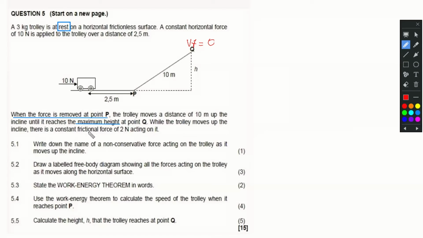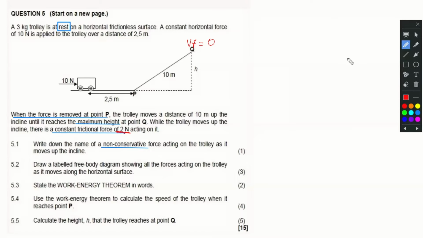While the trolley moves up the incline, there is a constant frictional force of what? 2 newtons. A constant frictional force. Let's note that, of 2 newtons acting on it. Now 5.1 says, write down the name of a non-conservative force acting on the trolley as it moves up the incline. If we reread the last statement again, while the trolley moves up the incline, there is a constant frictional force of 2 Newton acting on it. So you can see that the answer is already there.